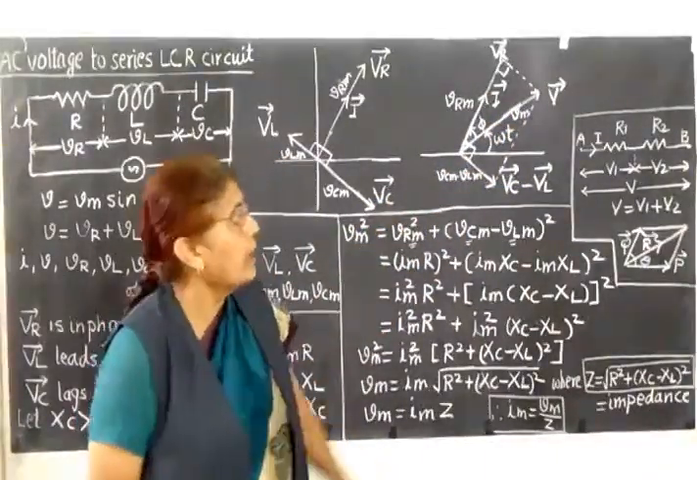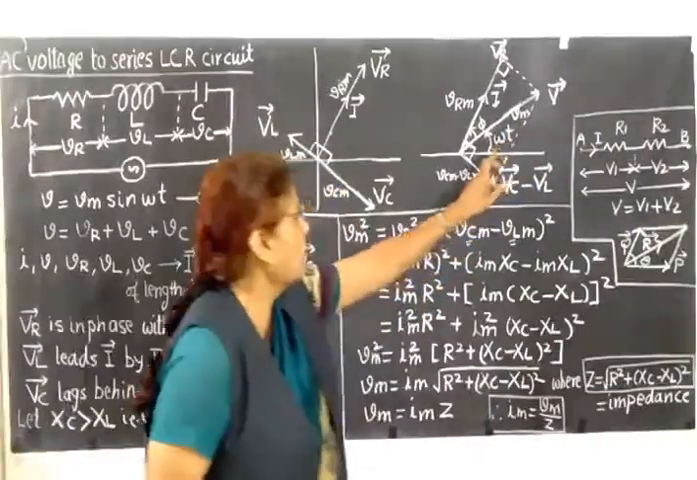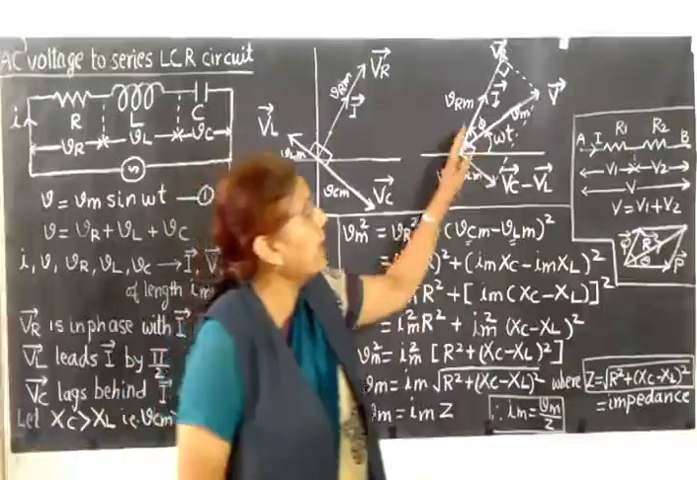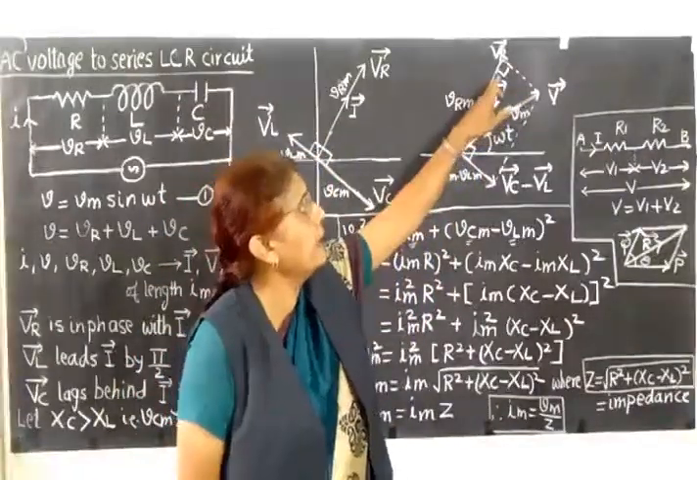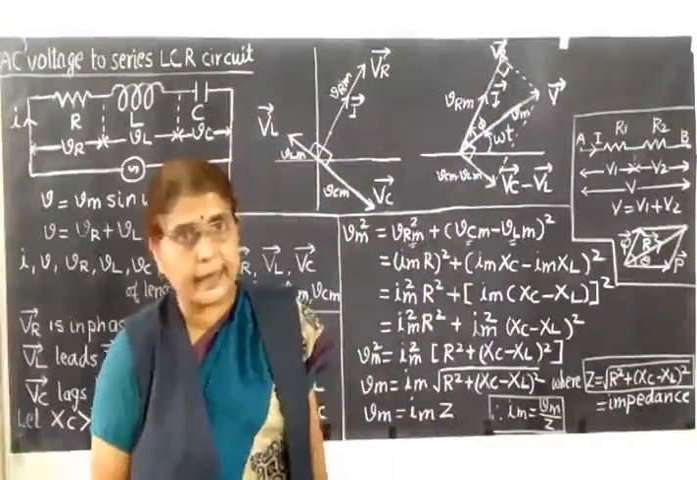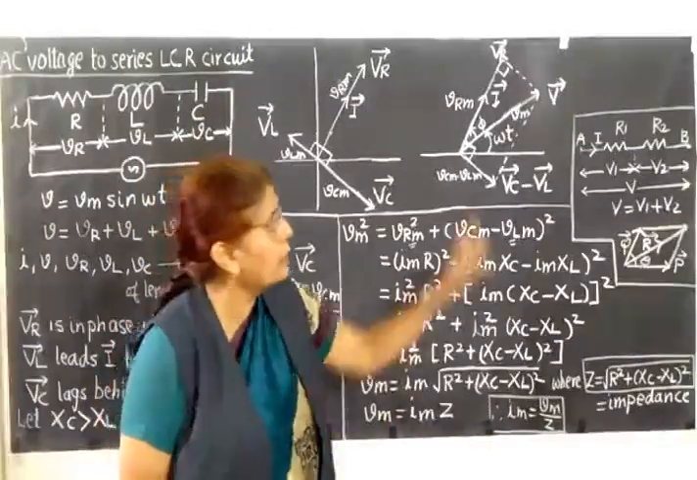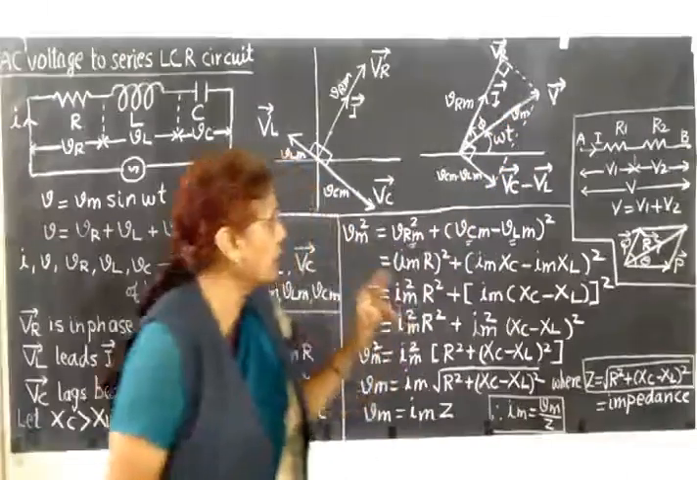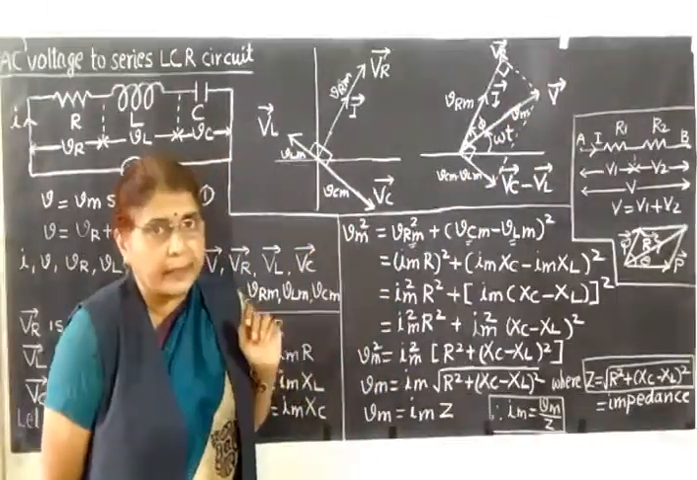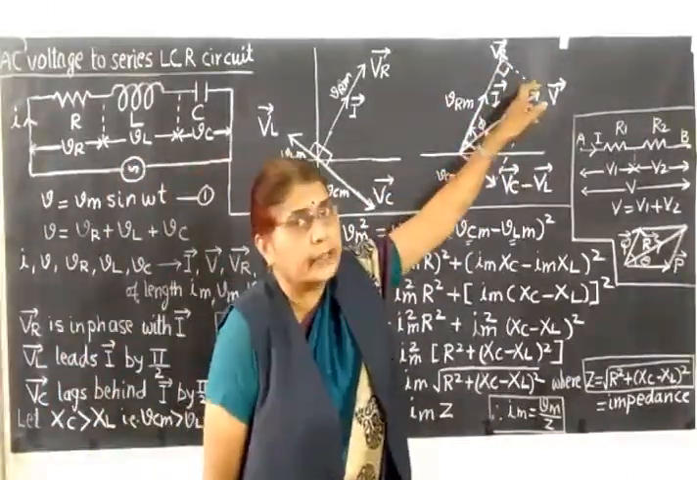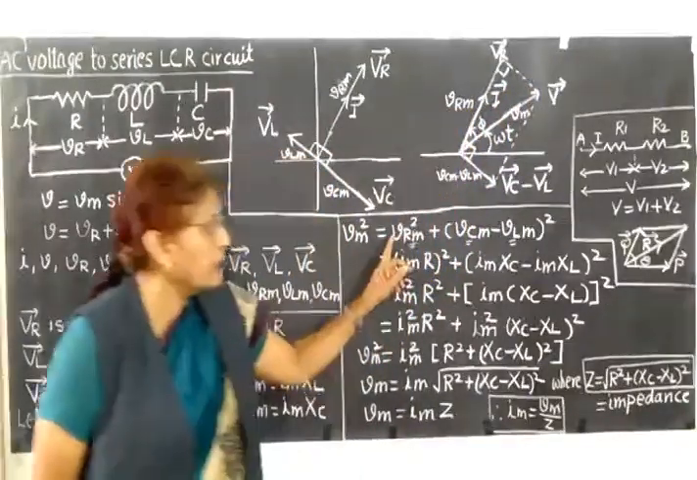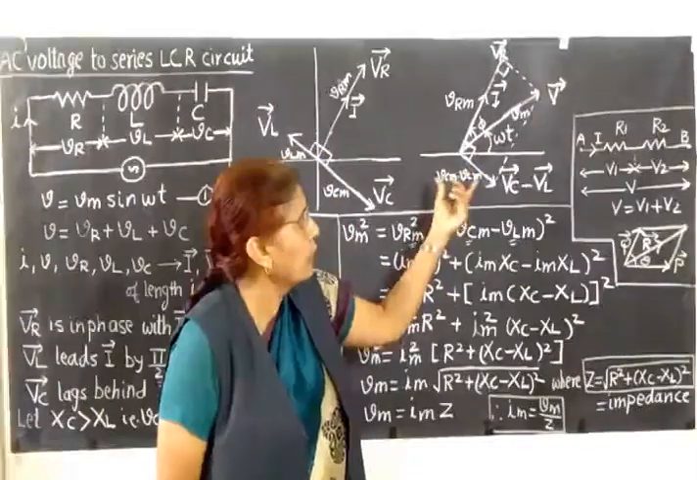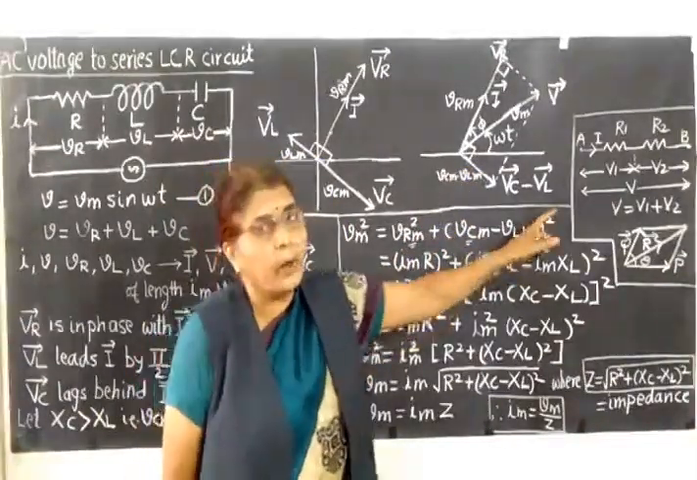Now let us find the value of this Vm. How to find the value of Vm? We have a right angle triangle here. This is 90 degrees, so use Pythagoras theorem. What is the hypotenuse? Vm is the hypotenuse. The square of the hypotenuse, that is Vm square, will be the sum of the squares of the other two sides. This side is Vrm, so it is Vrm square. And this side is exactly equal to this side, so it is (VCM minus VLM) whole square.